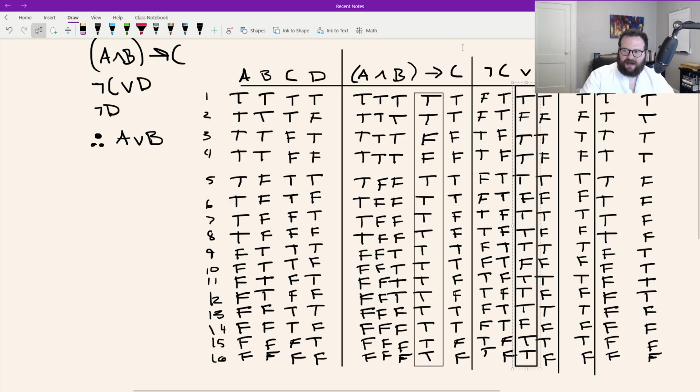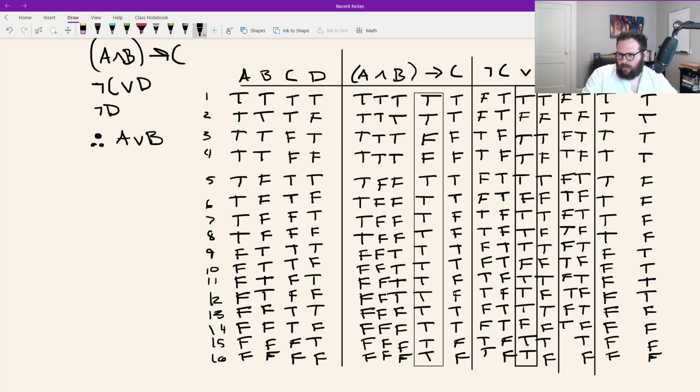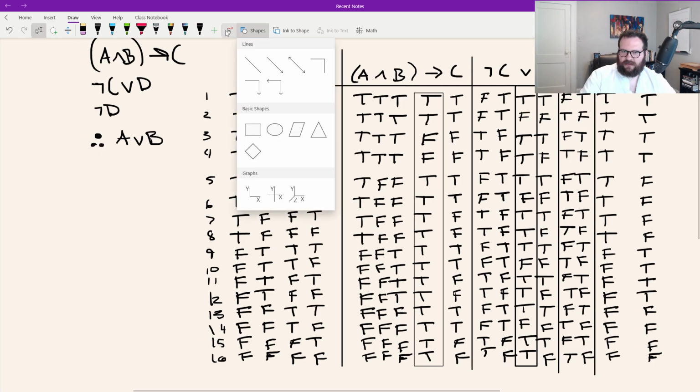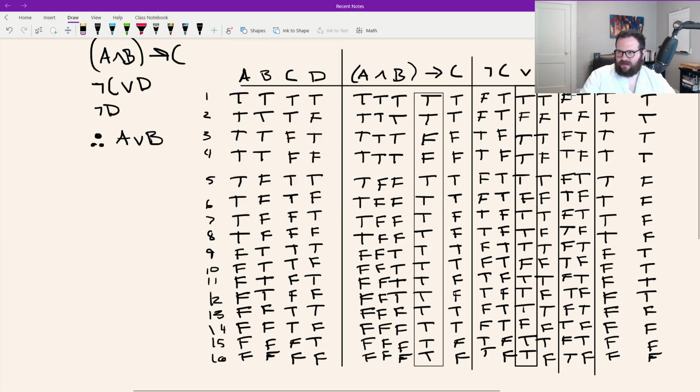All right. Not D. It's pretty easy to solve for. We're just going to flip the truth values of D. All right. So that's going to be false, true, false, true, false, true, false, true, just iterating all the way down here. False and true. This one is going to be our main connective for this line.